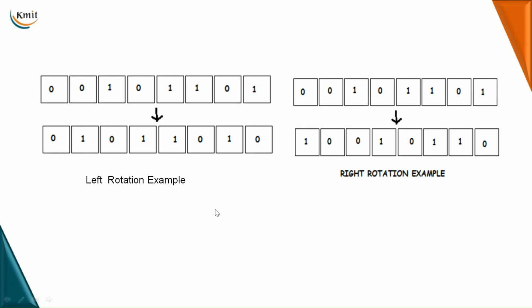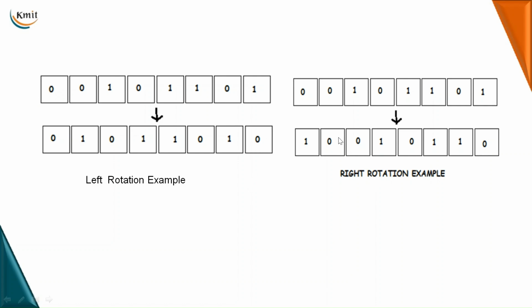So this is an example of left rotation. The contents of my register are rotated towards the left. So it starts here 1, 0, 1, 0, 1, 1, 0, 1, 0, and this 0 which is the MSB will become the LSB. So see, this is left rotation.